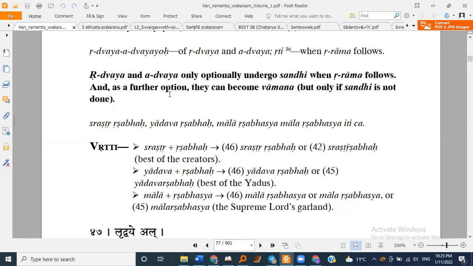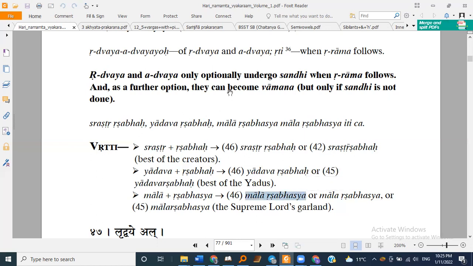Then, as a further option, they can become Vamana, but only if Sandhi is not done. And Advaya, it says, so Mala Yukta Rishabhasya. In this case, Mala ends with Trivikrama Arama. One time we will not do Sandhi and one time we will. So when we do Sandhi, we will apply Ridvaya Ar and we get Mala Rishabhasya. This A and Ri are replaced by Ar. And one time when Sandhi is not done, then it is Mala and Rishabhasya.